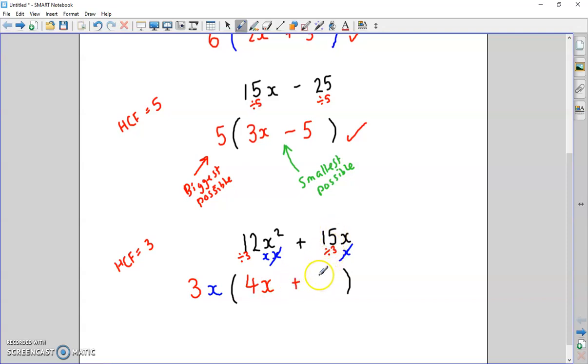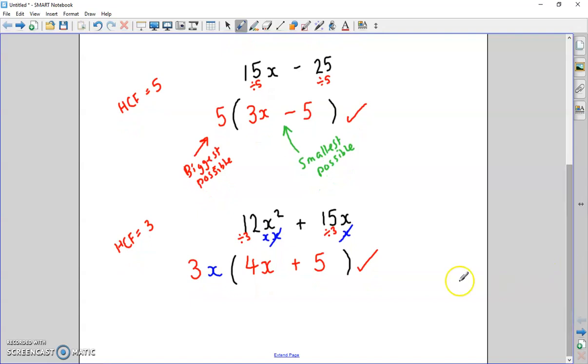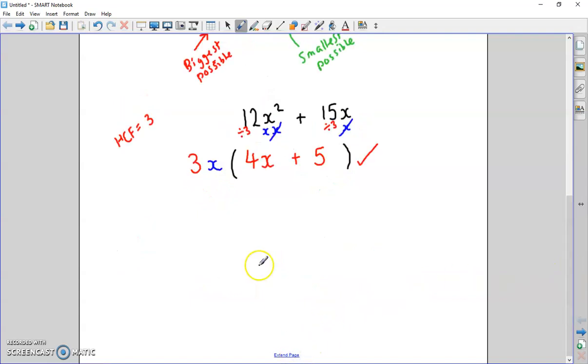Divide by 3 is 5, but remember that x is gone. When we divided by x, it went out the front. So that has actually been factorised. Okay, now you can check it by re-expanding it. That would make 12x squared, and that would make 15x. So nothing's gone missing. It's all still there, just in brackets.